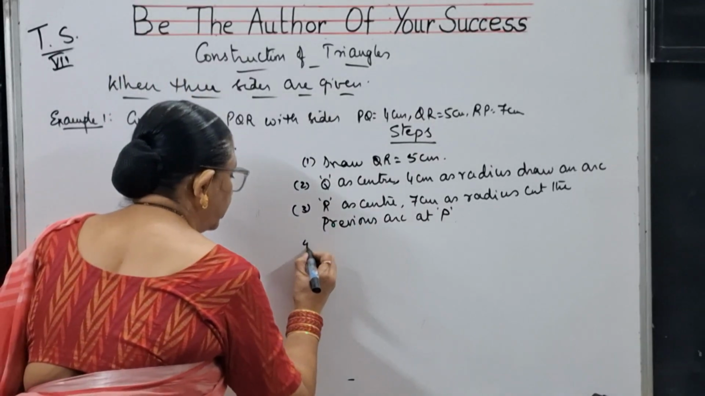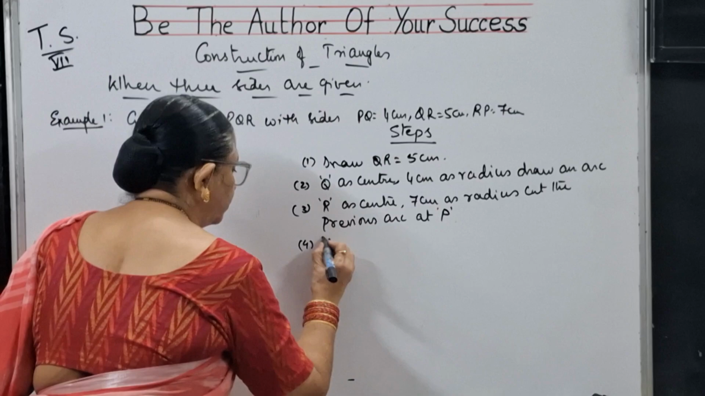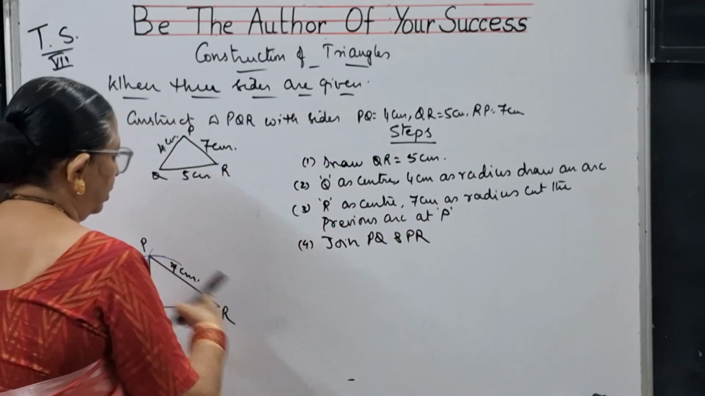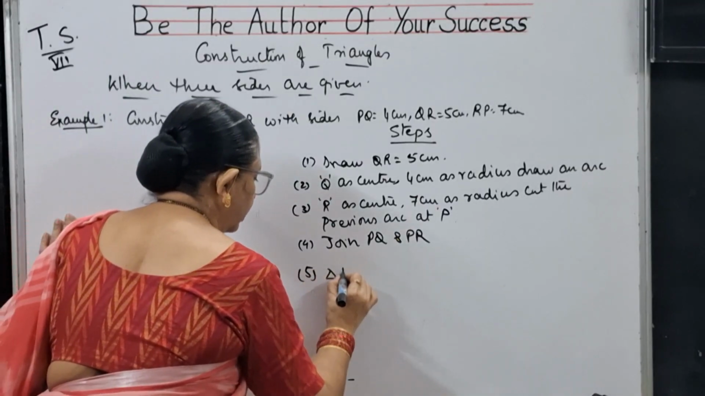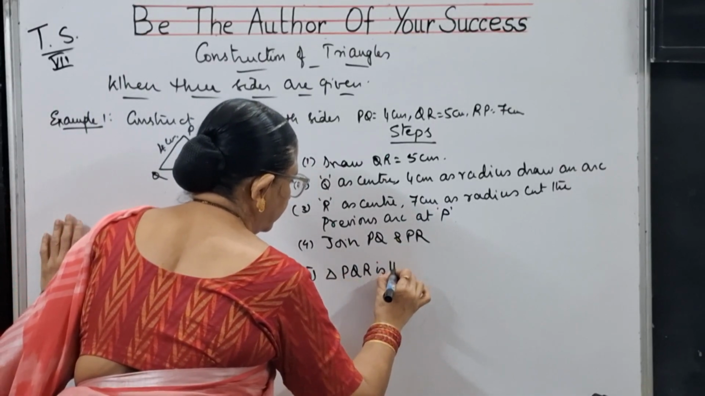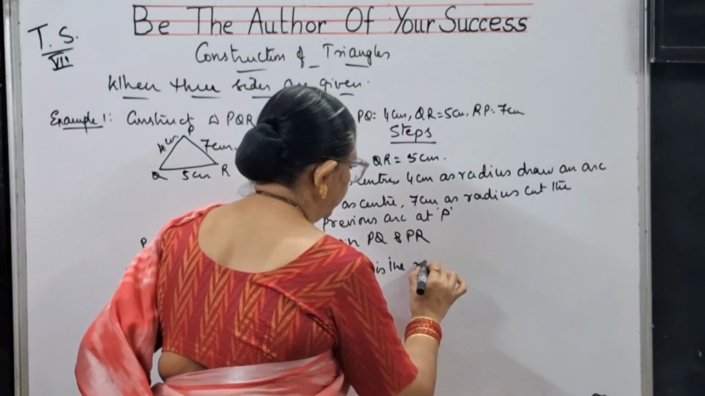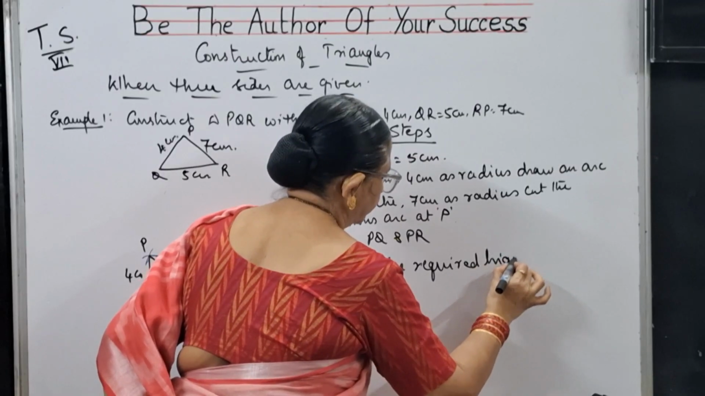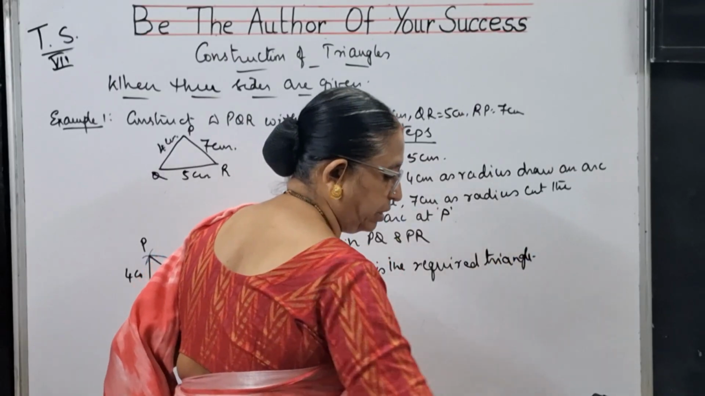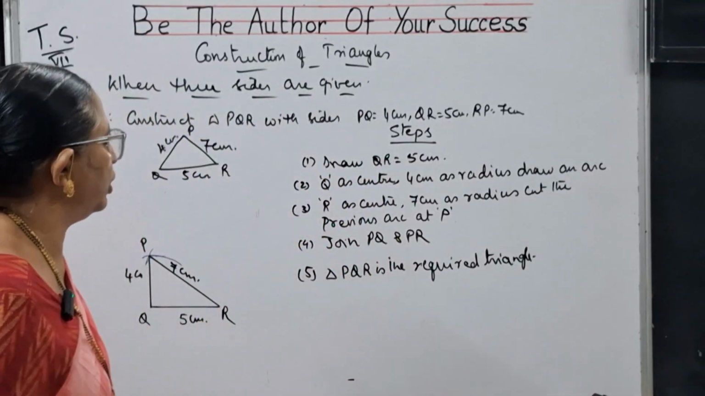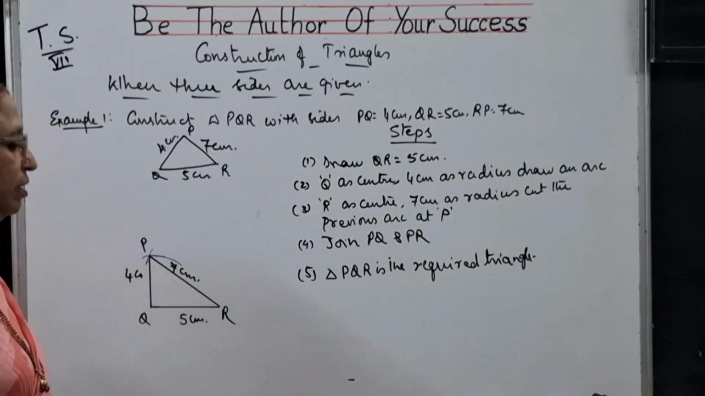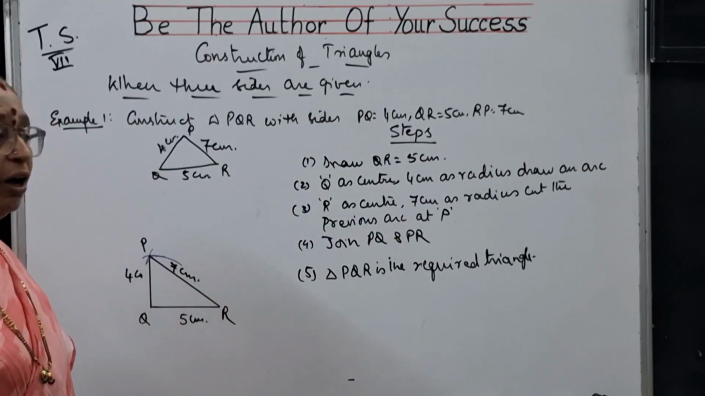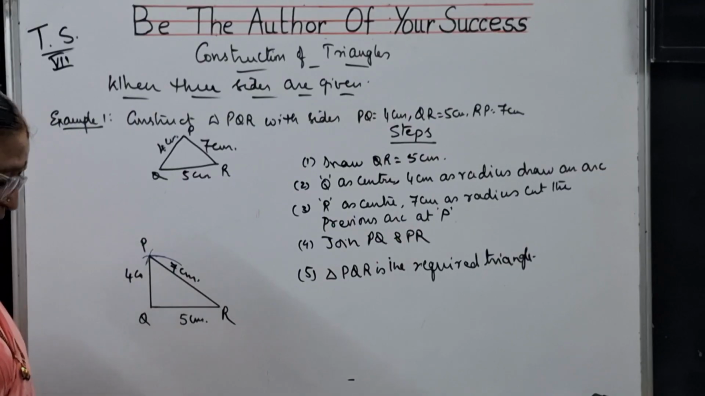Now what is the next point? We have got this point. Then what did you do? Join PQ and PR. We have joined. Then the fifth point is triangle PQR is the required triangle. See children, how easily with 5 steps you could complete this construction. This is very important, children. How you are writing the steps of construction will tell how well you have prepared for the exam. Please copy it.